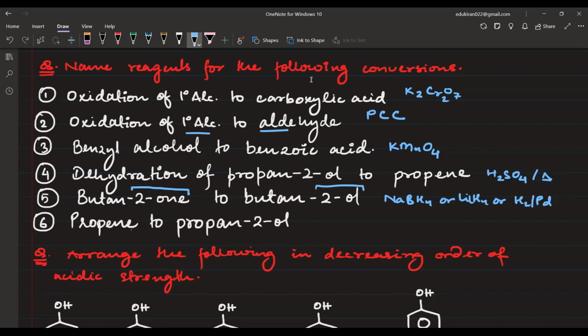Then we are going from propene, that means we are going from alkene to alcohol. So alkene to alcohol, we can easily go by hydration. That means H2O. Acidic hydration, that is the first method of preparation that we learned, right? One of the first methods of preparation for alcohols from alkenes. Okay, now let us look at the following.